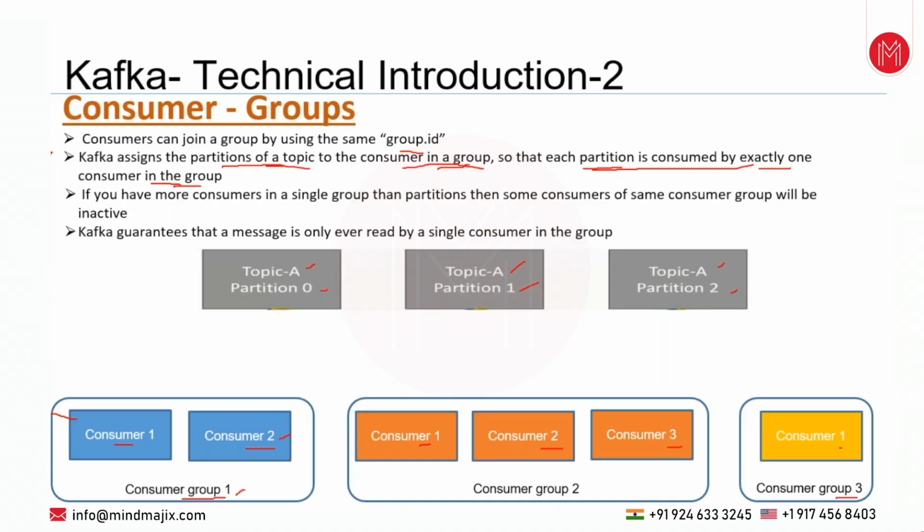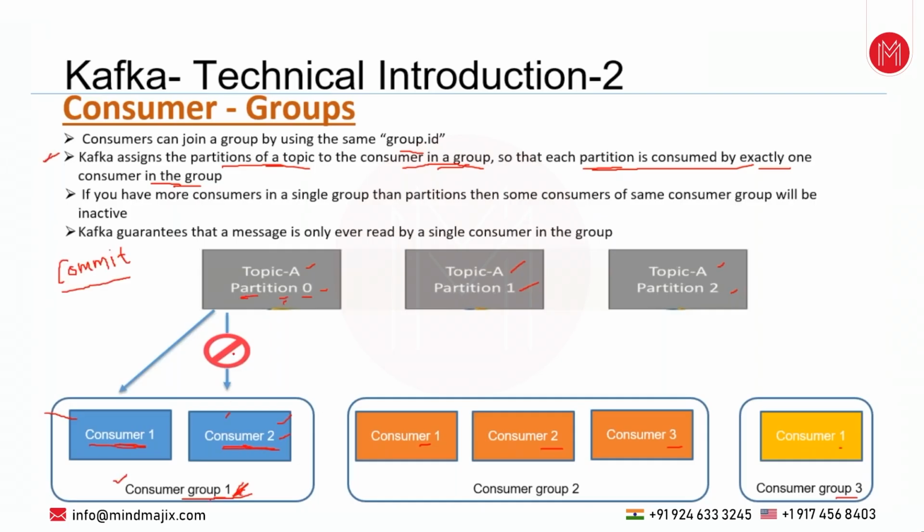For example, consumer 1 from consumer group ID 1, the one you see in blue color. Let's assume consumer 1, using consumer group ID 1, has connected to topic A and is consuming the messages from partition 0 of the topic. It means that consumer 2 from the same consumer group ID cannot connect to the same partition at the same time. It has to wait till it has processed all the messages. That's what point number 2 is.